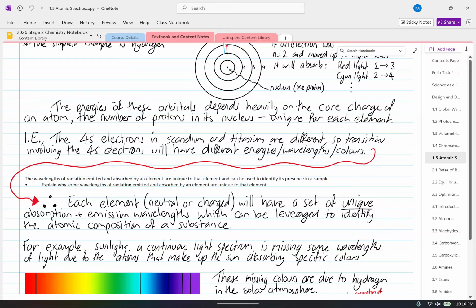Again, all elements have a unique set of lines, which means that if you are looking for one particular element, the fact that other elements are there will not impact that measurement. If you're looking at a particular color of light that only this element spits out and you don't see that light, the element's not there. If you do see that light, that element is there. No other chemical species being present will impact that.